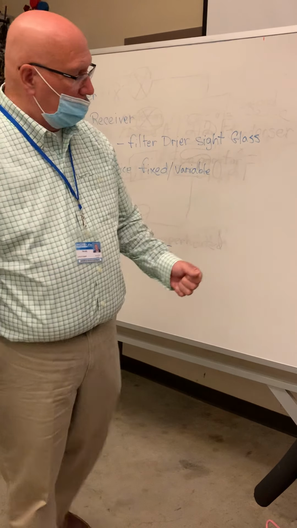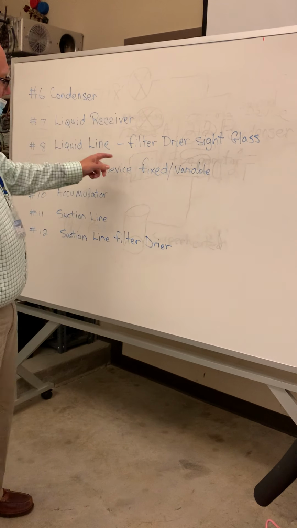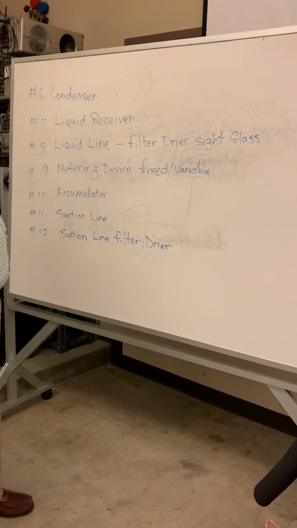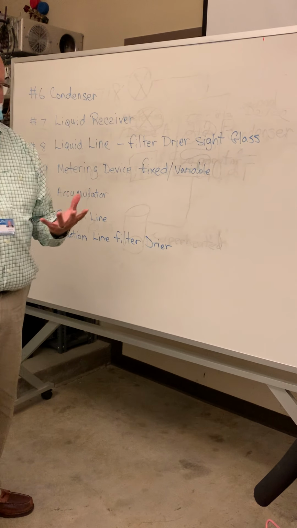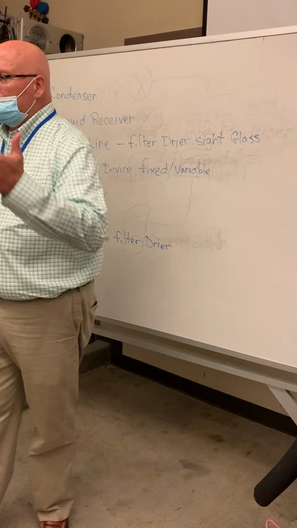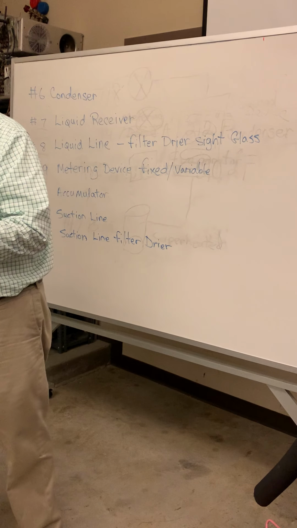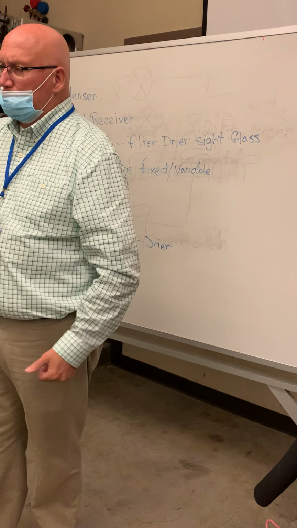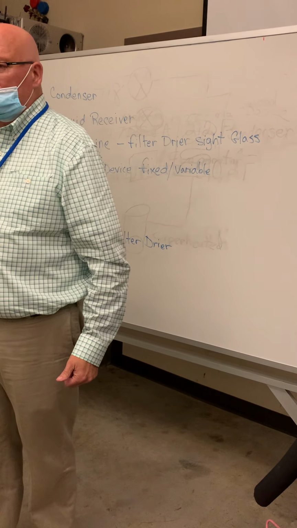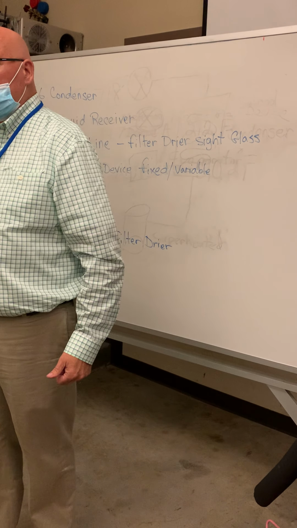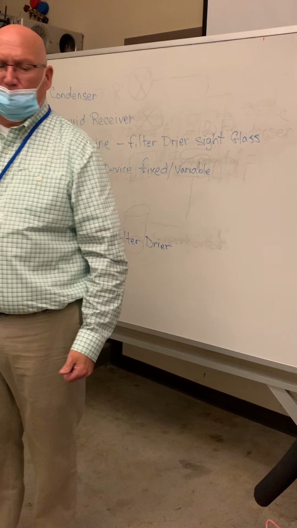So that was the liquid line filter dryer and the sight glass. Now that other device, remember we covered so far the heart of the system, the compressor, and the condenser that we use to squeeze that heat out to the outside. The next one is the metering device.